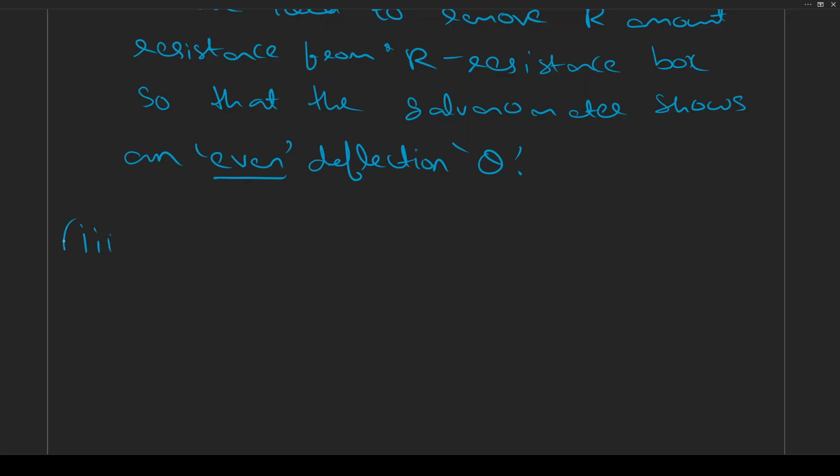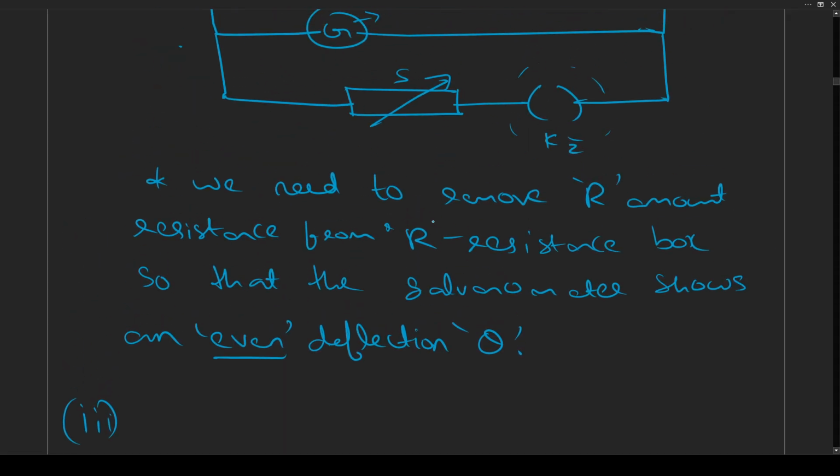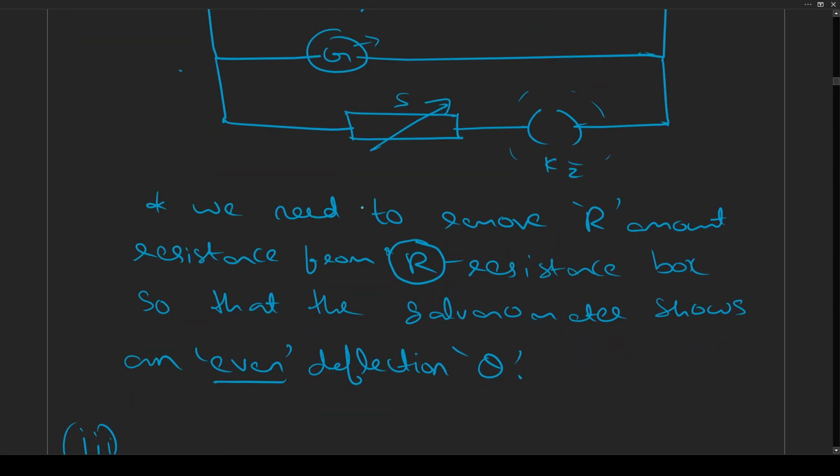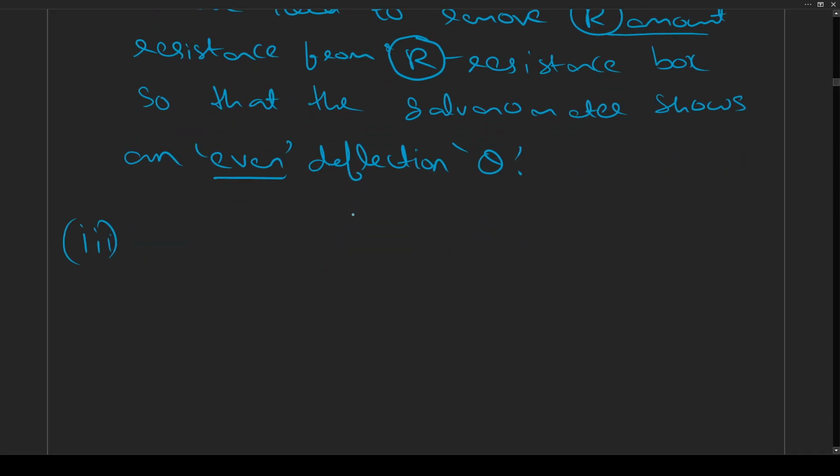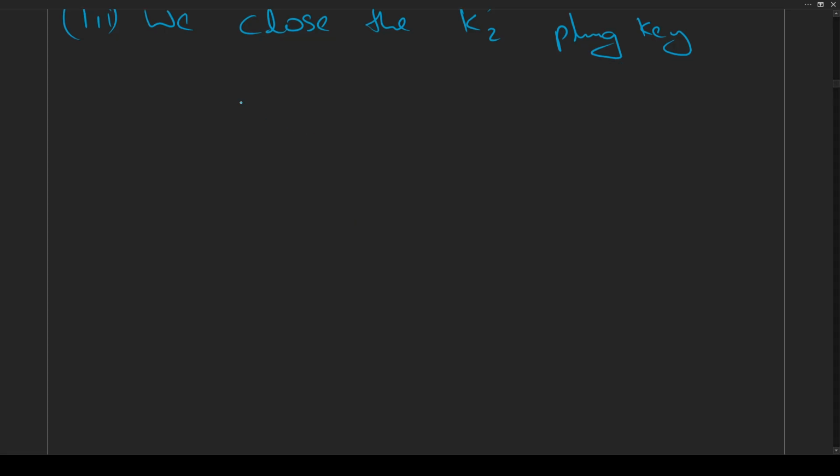Now after doing that, we should note this R resistance, how much resistance we need to take from the resistance box for the galvanometer to show this even deflection. We need to note that R amount of resistance down. Next, we close the second plug key, meaning we add that plug key too. This is on, this plug key is on.